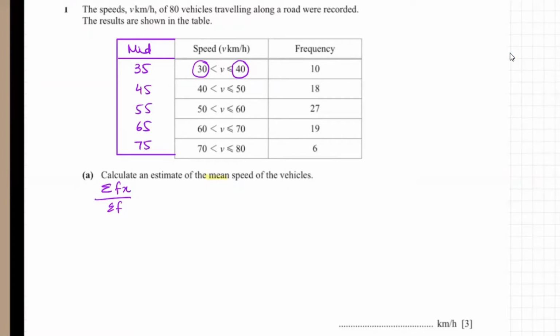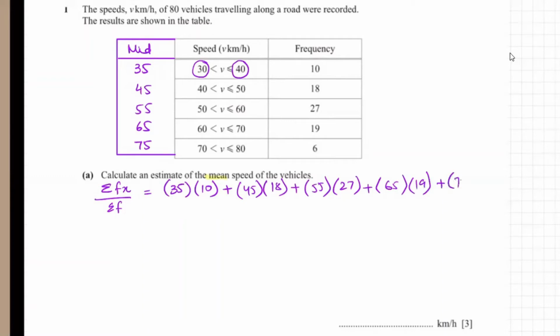After doing this, we will be multiplying 35, which is my x, by 10, and similarly for the rest. So let's put it down in the formula. This would be 35 by 10 plus 45 by 18 plus 55 by 27 plus 65 by 19 plus 75 by 6 and divided by the total frequency.